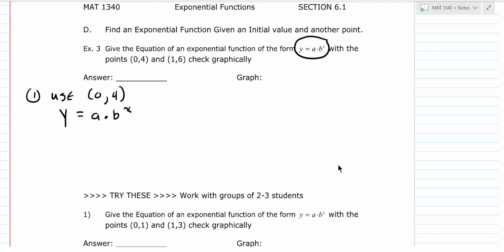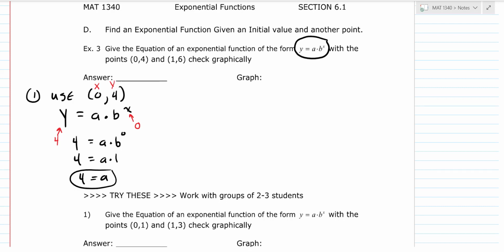Okay, like this. So what we're going to do is x is 0, so you're going to replace that x with 0. y is 4, so you're going to replace that with 4. And if you solve this equation, we'll have what a is. So this is going to be the equation 4 equals a times b to the 0. Okay, what's b to the 0? 1. So we get 4 equals a times 1. So in other words, we get a equals 4.